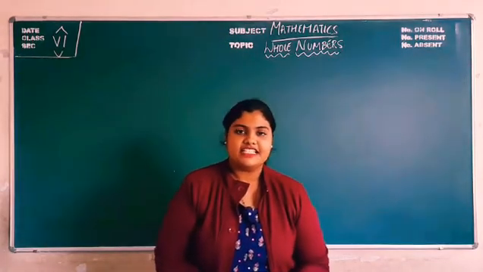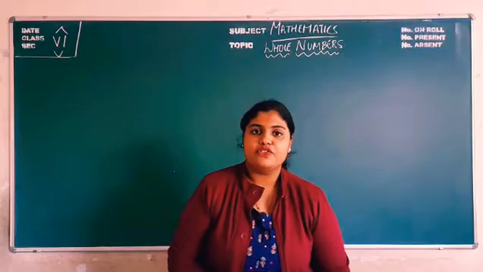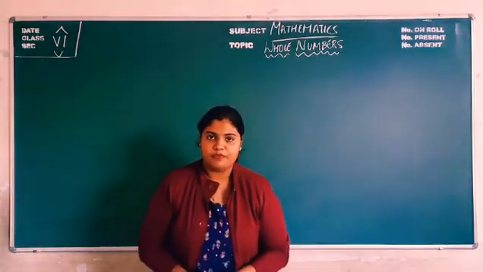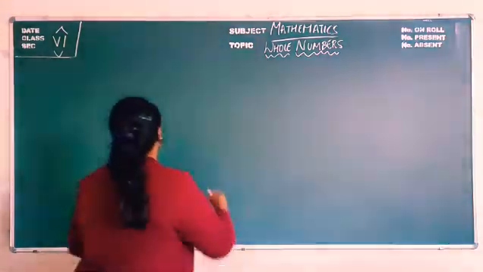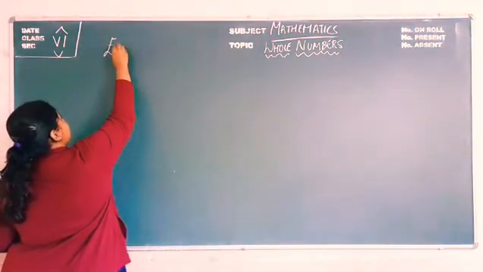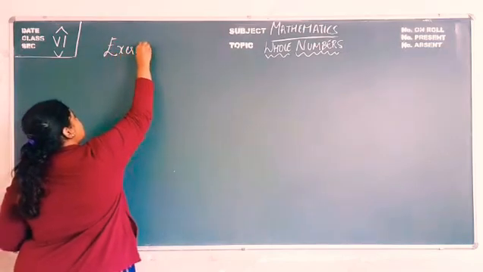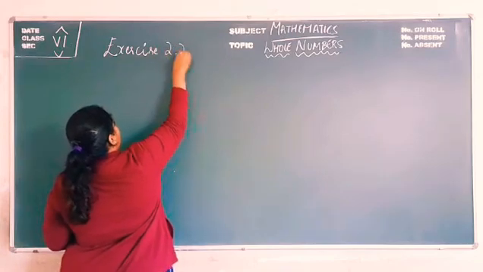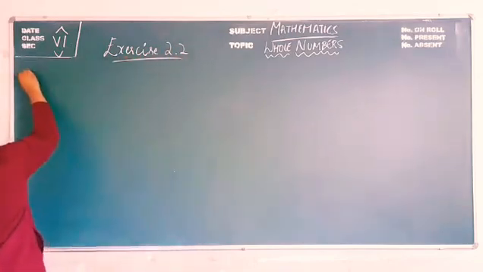In our previous class under the chapter whole numbers, we have solved the third main in exercise 2.2. Now we shall see the fourth main under exercise 2.2. Exercise 2.2, fourth main.